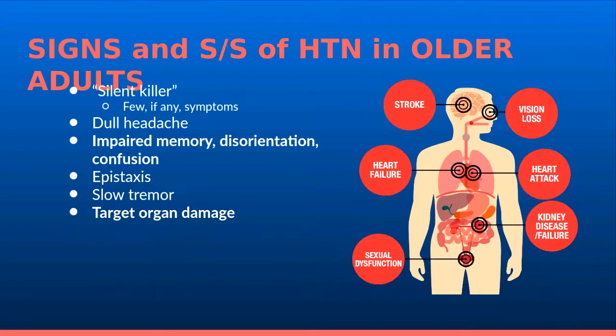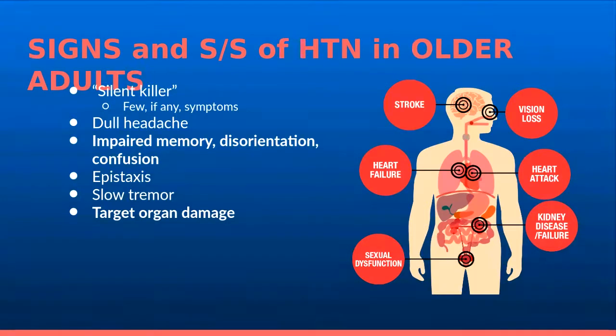So, signs and symptoms of hypertension in older adults. We all know that it's referred to as the silent killer, because much of the time, if you're getting symptoms like dull headache, confusion, nosebleeds, and target organ damage, then the hypertension has often gone unnoticed for a really long time, which is, again, why primary prevention is so important.